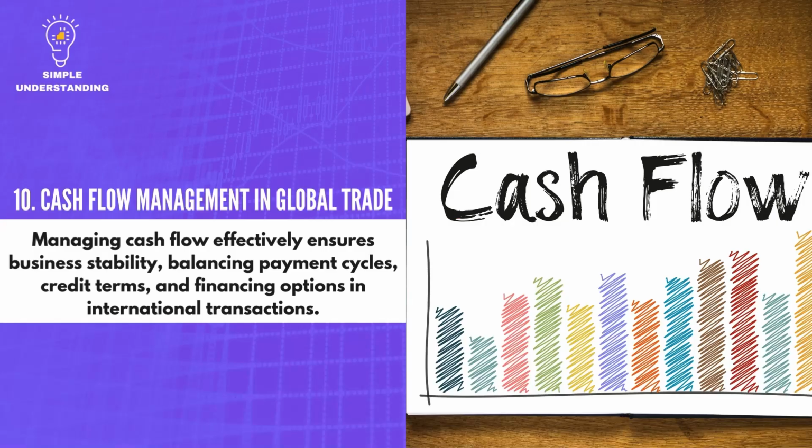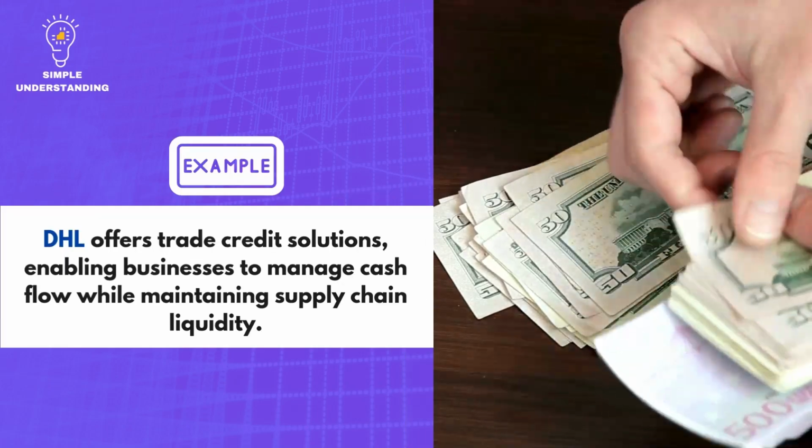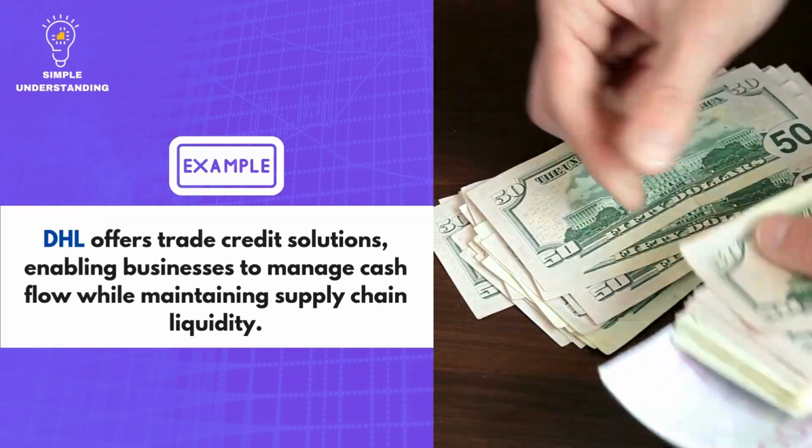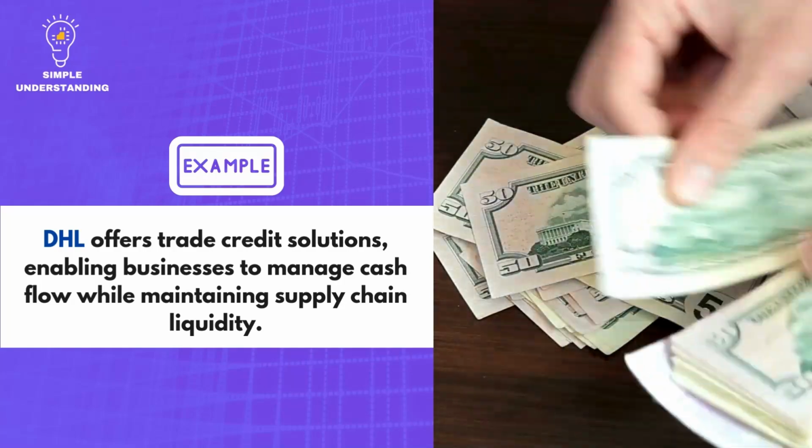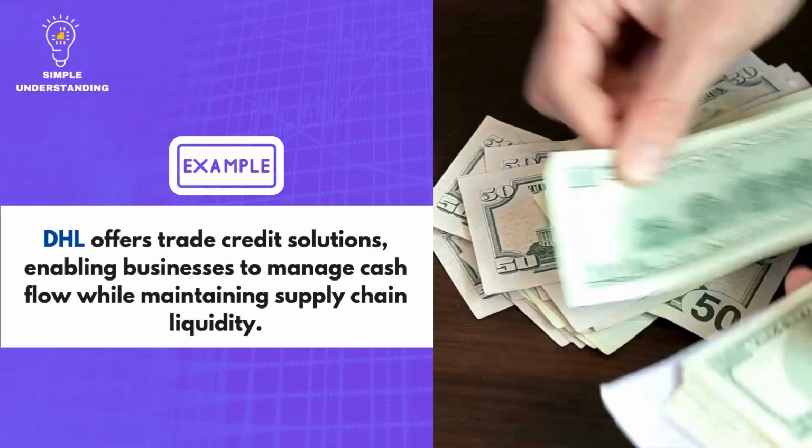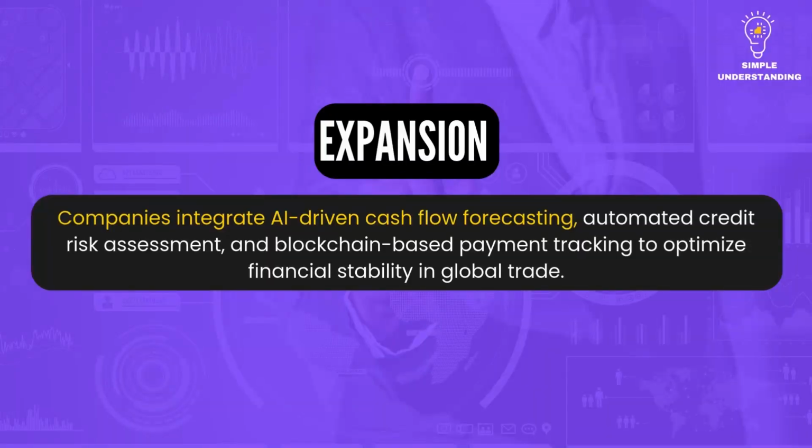10. Cash flow management in global trade. Explanation. Managing cash flow effectively ensures business stability, balancing payment cycles, credit terms, and financing options in international transactions. Real company example. DHL offers trade credit solutions, enabling businesses to manage cash flow while maintaining supply chain liquidity. Expansion. Companies integrate AI-driven cash flow forecasting, automated credit risk assessment, and blockchain-based payment tracking to optimize financial stability in global trade.